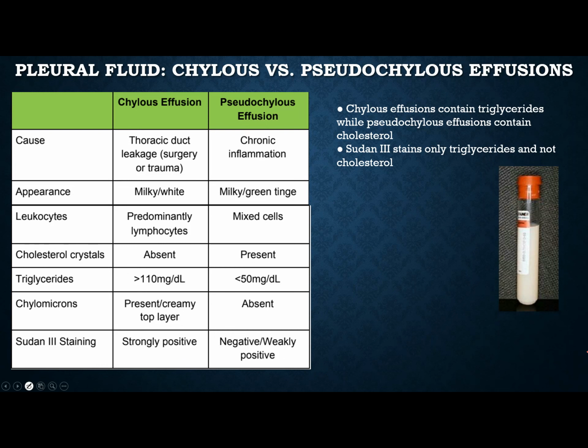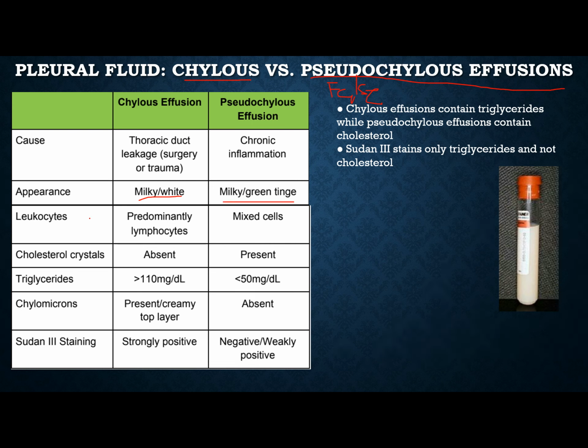Now let's talk about another thing to consider. Pleural fluid that is chylous versus pseudochylous effusions. When you say pseudochylous, these are false or not true chylous effusions. So if it's a chylous effusion class, it is caused by thoracic duct leakage seen in surgery or trauma. But if it's a pseudochylous effusion, seen in chronic inflammation. If it's a chylous effusion class, the appearance would be milky or white. If it's a pseudochylous effusion, it's usually milky or with a green tinge.